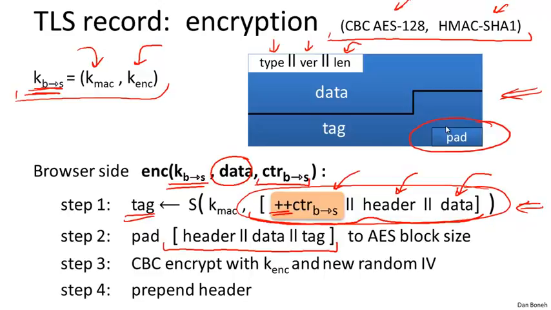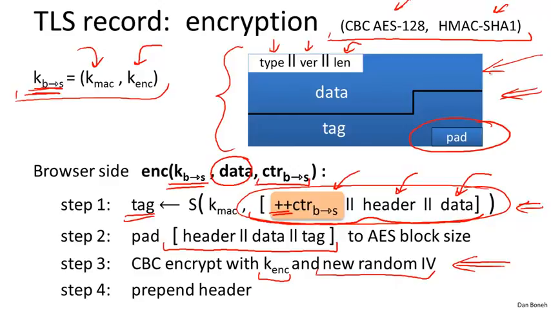And then we CBC encrypt the data and the tag using the encryption key, with a fresh random IV, which is later embedded in the ciphertext. Then we prepend the header, the type, the version, and the length, and that gives us the entire TLS record, which is then sent over to the server. The grayed out fields in this diagram correspond to encrypted data, and the white fields correspond to plaintext data. So you can see that this is TLS's implementation of MAC then encrypt.